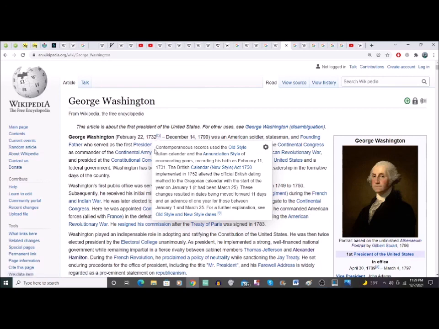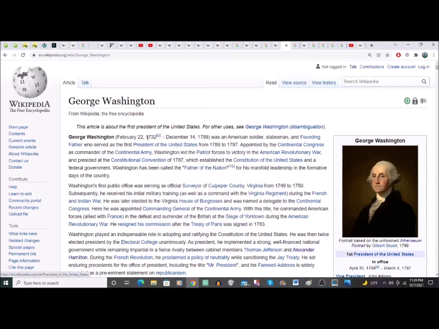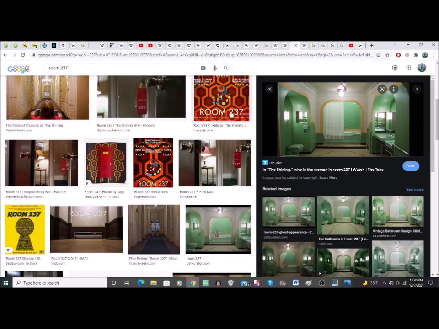Now, the year also changes because of the way the calendar works, and that's to do with the end of the year being the 25th of March, for those of you that don't know, in the Julian calendar. But what's interesting here is this year date of 1732, because I'm like, oh, I've seen that 237 before. You know where I've seen that 237? Here it is. Room 237 out of The Shining.